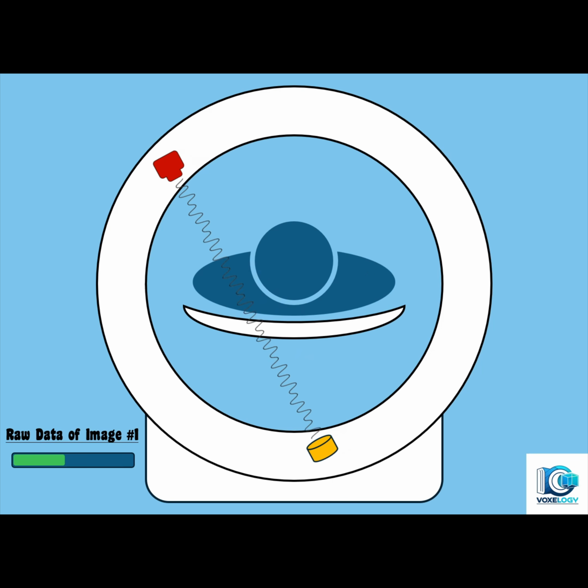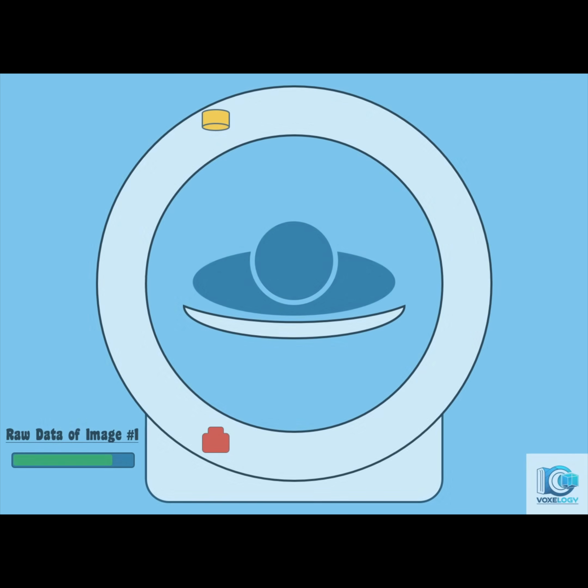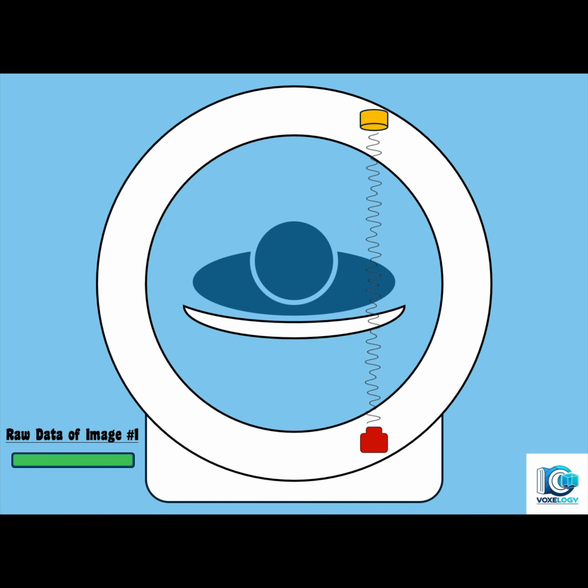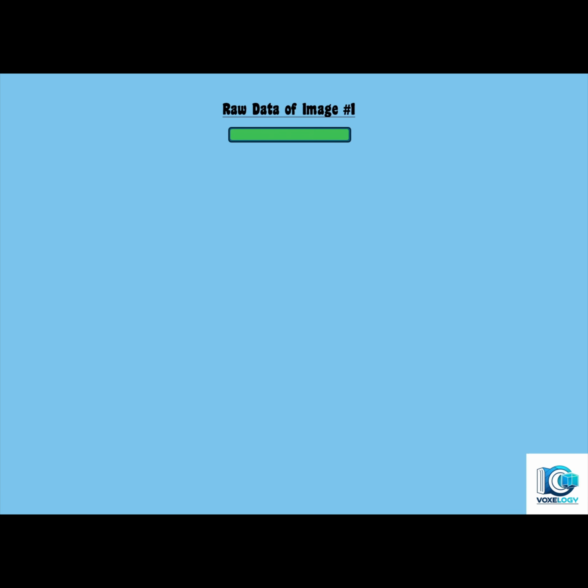This process continued until the detector and source had rotated 180 degrees from their initial position, and at this stage, the patient's body is imaged for the last time. All data collected during the mentioned steps were processed in the scanner's computer and ultimately converted into one cross-sectional image of the patient's body.